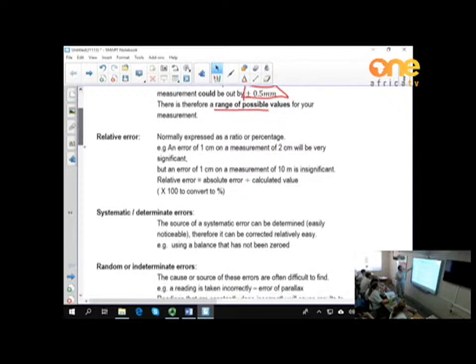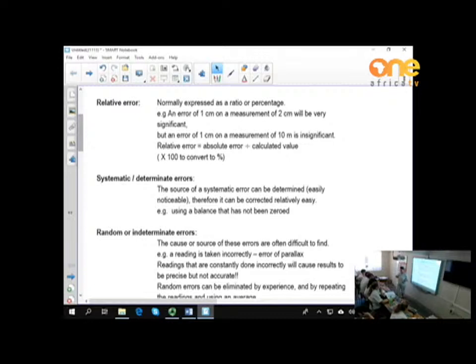Now, the next type of error is a relative error. We express this error as a ratio or percentage. Very simply, if you take your ruler and you measure the width of your book, you can tell me, let's say it is 250 millimeters. If I say to you, take your rubber and measure the width of your rubber, you will tell me maybe it is 15 millimeters. Are you with me? Now, the percentage error on the rubber is going to be quite large. You follow me? Because being out 1 millimeter on 15 millimeters is quite a large error. But being out 1 millimeter on 400 millimeters is so small, it's actually negligibly small. Do you understand? And that is what they mean by a relative error.